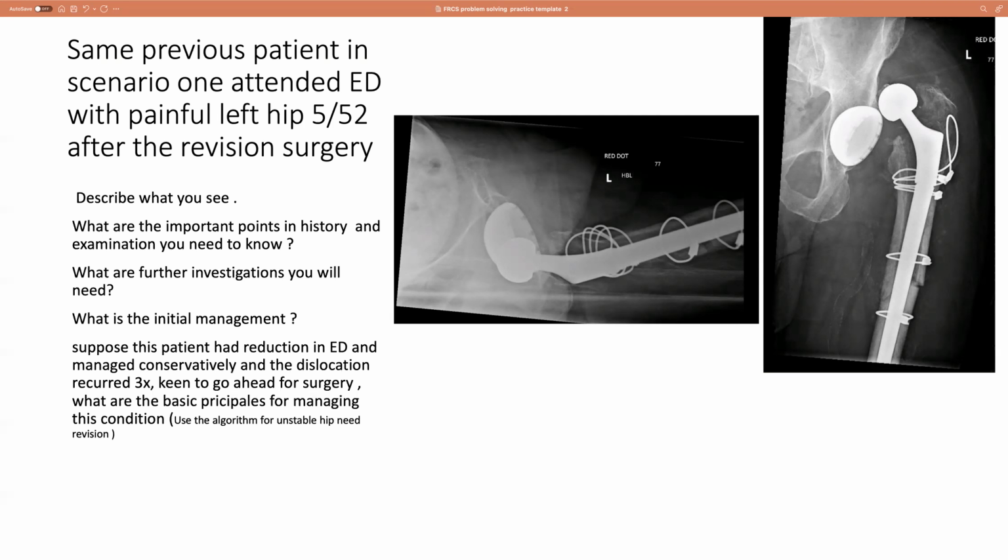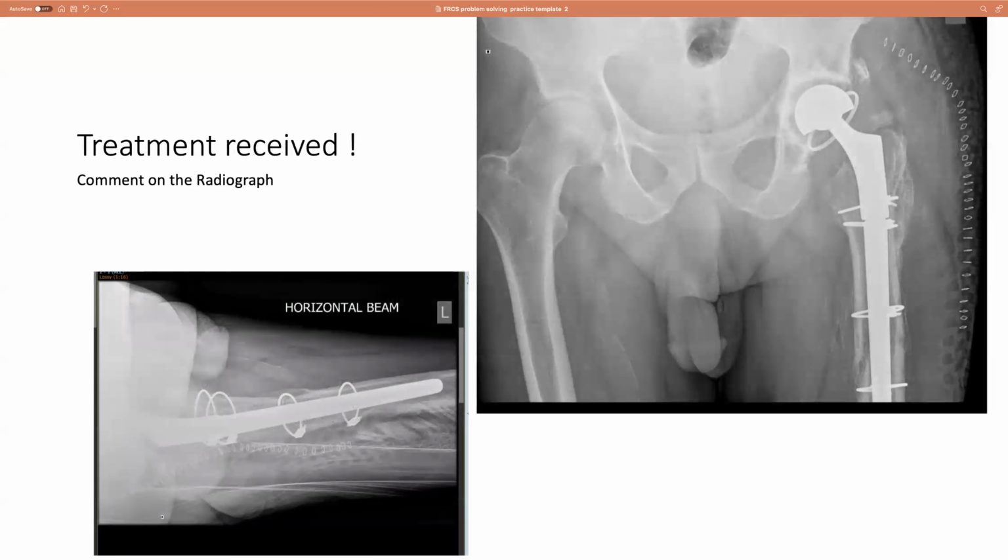Suppose this patient had a reduction in ED, managed conservatively, and the dislocation recurred 3 times. He is keen to go ahead for surgery. What are the basic principles for managing this condition? As a guide, use the algorithm for unstable hip need revision. That is the treatment received.